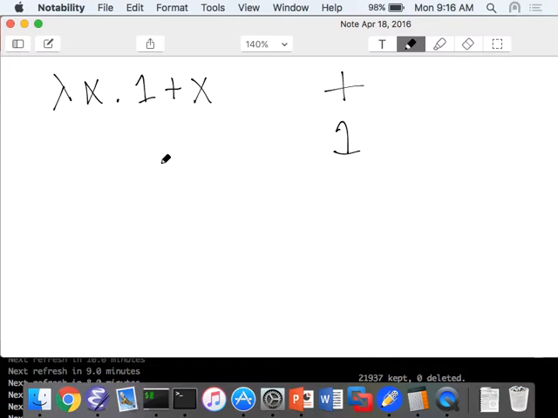You could flip the x and the plus. Or the one and the plus. So what makes more sense? Let's think about this from what we just learned. It should be this way. Why? Because the parameters come after. Because the parameters come after, yeah, right?